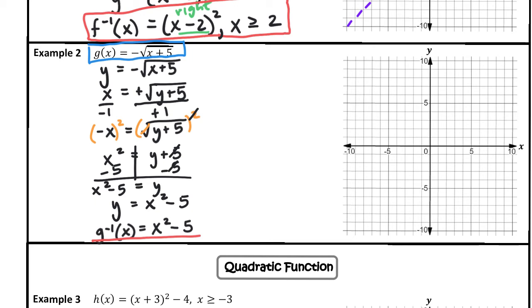Okay, so let's see. The original has a plus 5 inside and it has a negative outside. So the plus 5 means that we're going to go to the left. And the negative means, let me write it over here, it means reflect. But reflect where? Reflect over the x-axis. So remember, these are just things that we have to remember from transformations.